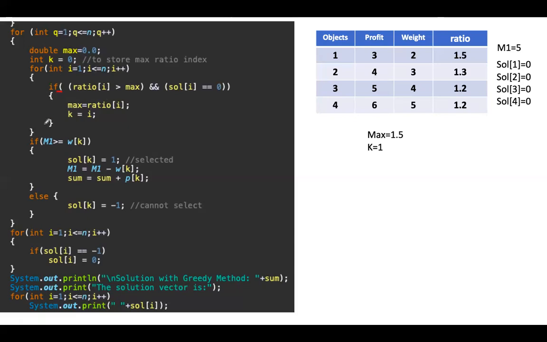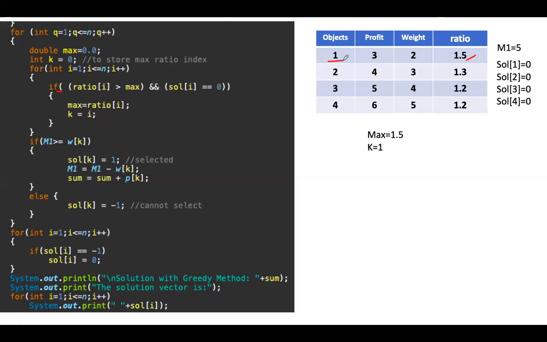So we'll come out of the for loop. When you come out of the for loop, max value is 1.5, so among these four items, the ratio of the first item is highest. That is, the profit divided by weight ratio of the first element is highest. So that means that definitely we have to consider this item into the knapsack.